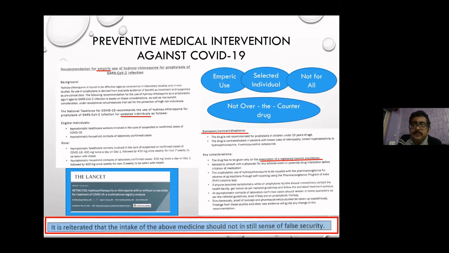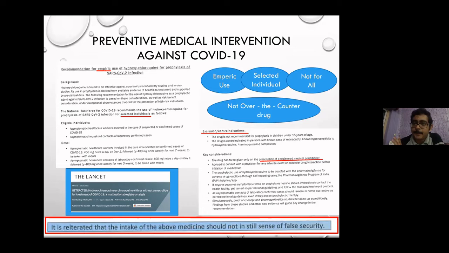Now, I've intentionally put a picture directly copied from the government order, because you all are aware that hydroxychloroquine, a drug which is used against malaria, has been said to be effective against COVID-19. Now, what the media, what the news, what our peers say is that the government of India, the ICMR, Indian Council of Medical Research, has approved the use of hydroxychloroquine against COVID-19. But what they do not say is the portion that I have underlined with red.